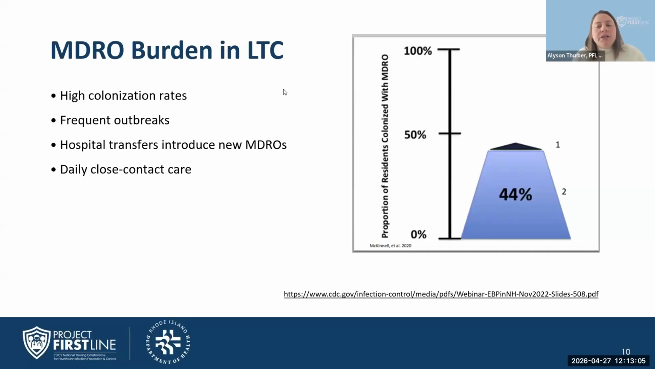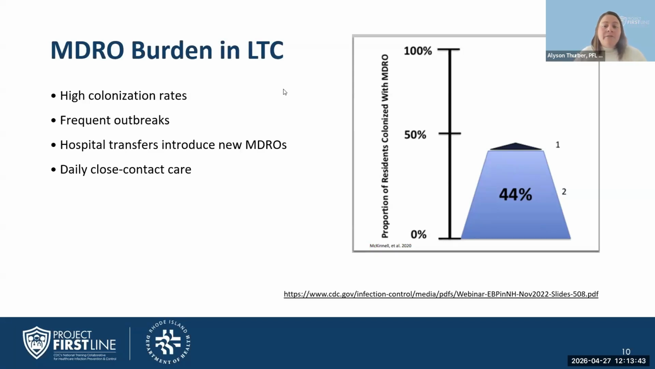So this figure in front of you illustrates what we call the iceberg effect of MDRO colonization in nursing homes. A study was performed in Southern California on nursing homes, and of 28 nursing homes, only 4% of colonized residents had a documented MDRO history. An additional 44% were detected through active screening. So what does this tell us? This tells us that a majority of MDRO carriers are unrecognized and driving asymptomatic transmission.